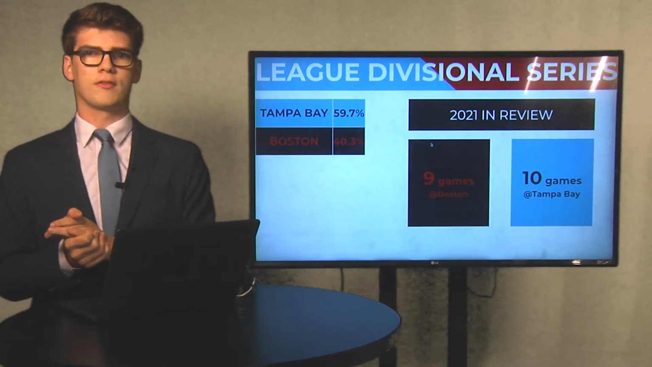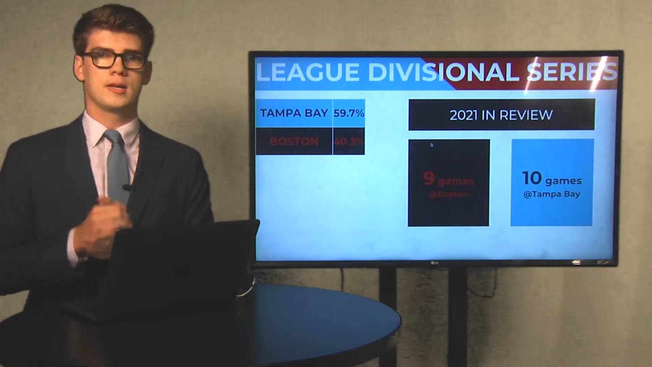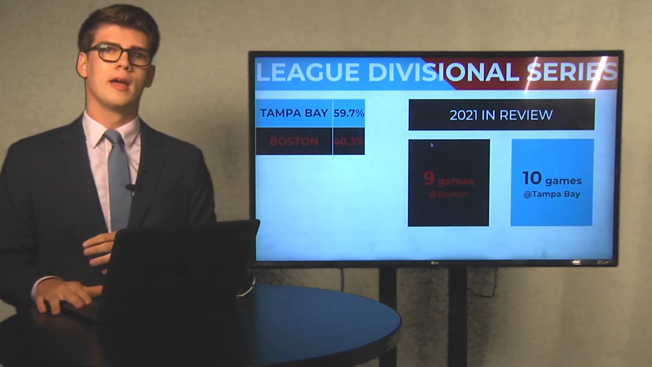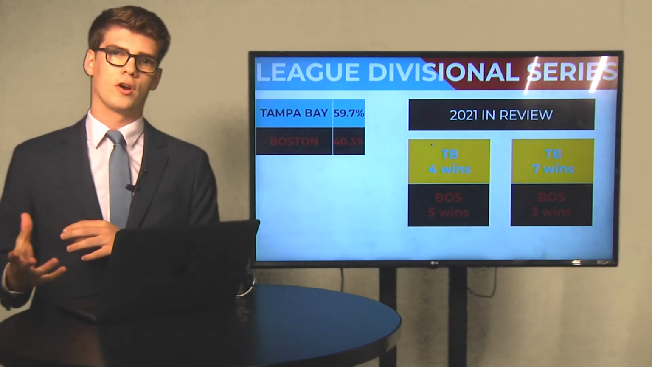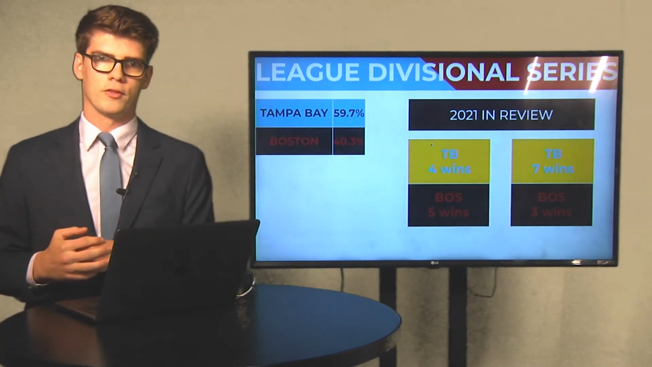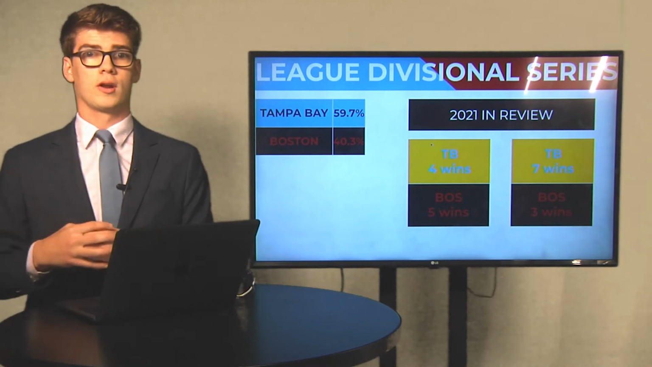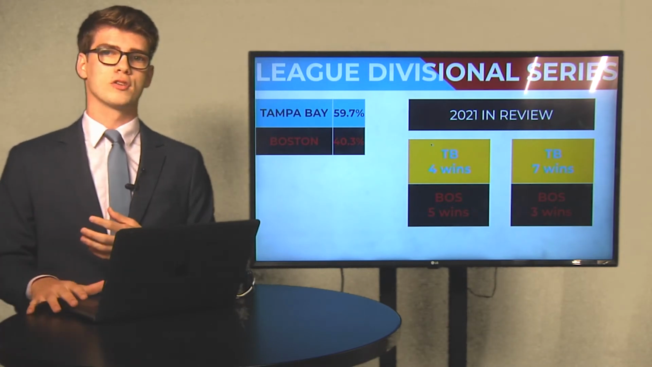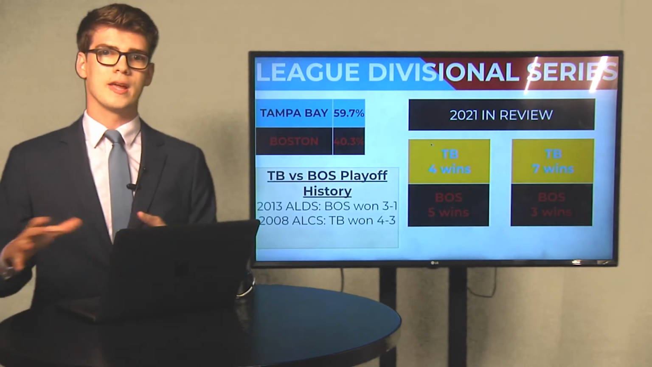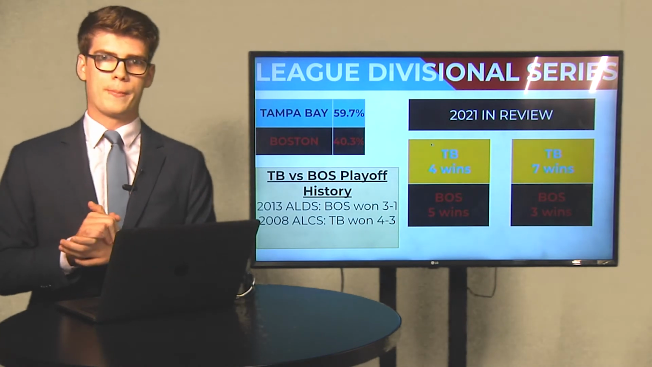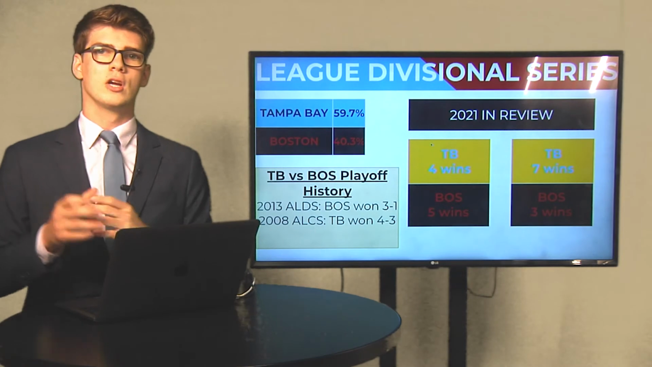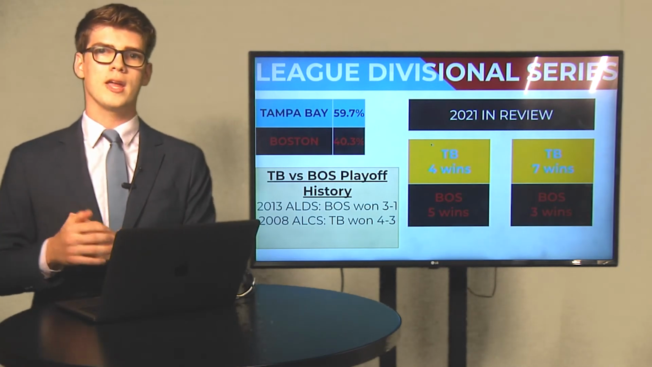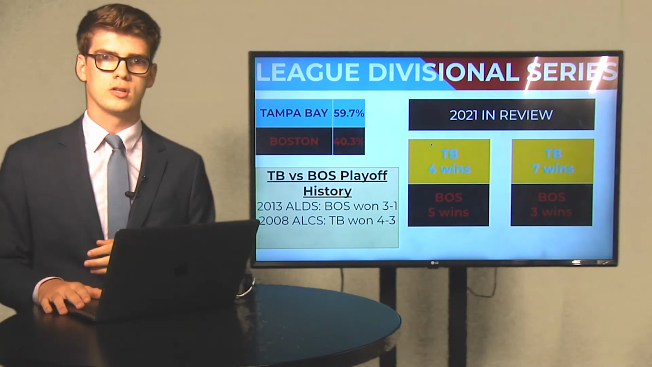9 games took place at Fenway and 10 took place at the Trop. At Fenway, the series was pretty even, with Boston taking 5 of 9 on their home field and Tampa Bay taking the other 4. In Tampa, it was a different story, with Tampa winning 70% of those matchups this season. The Rays and Red Sox have met twice before in the postseason, in the 2008 and 2013 ALCS, which they split, with the Rays winning in 2008 and the Sox winning in 2013.